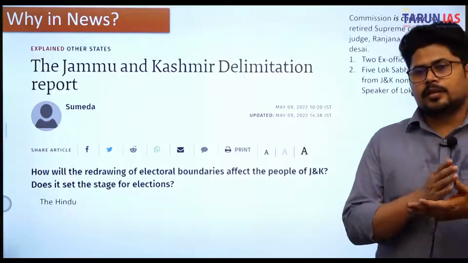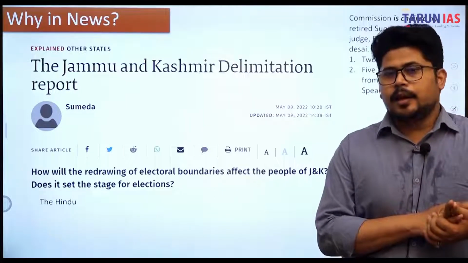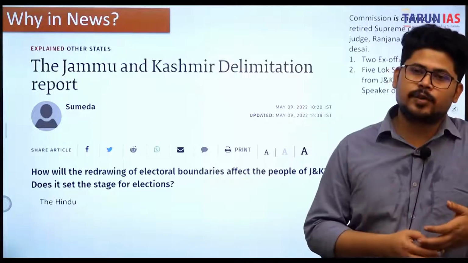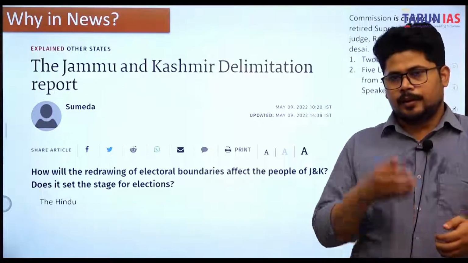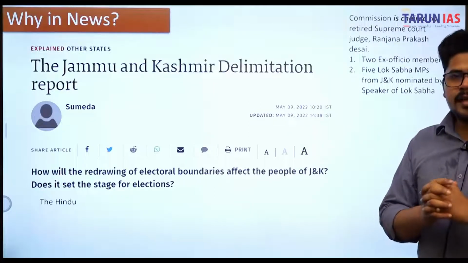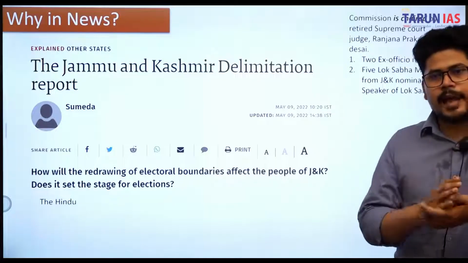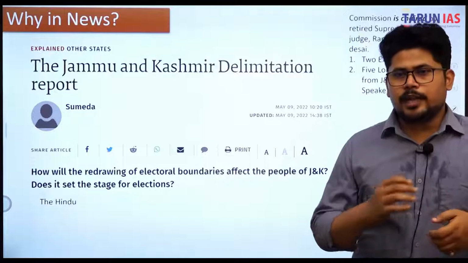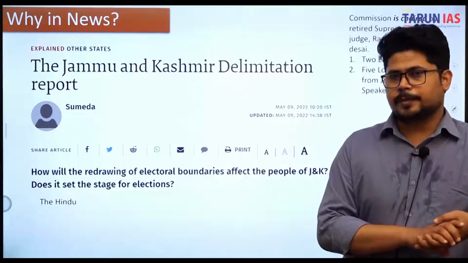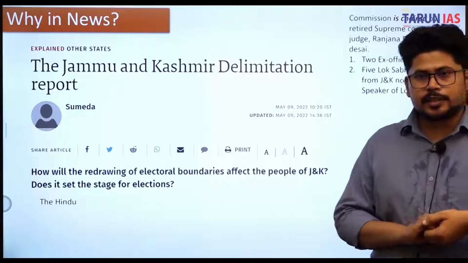After the abrogation of Article 370, basically it was not abrogated, it was modified so that the special status given to Jammu and Kashmir was repealed on August 5, 2019. So the J&K State Reorganization Act was brought, and that specific act talked about the delimitation of the constituencies within the state of Jammu and Kashmir. So now that delimitation commission has submitted its report.